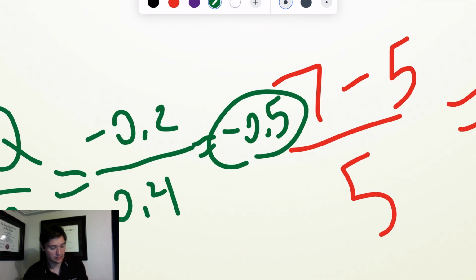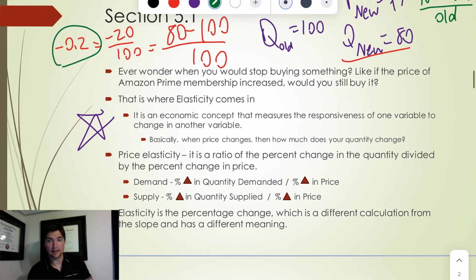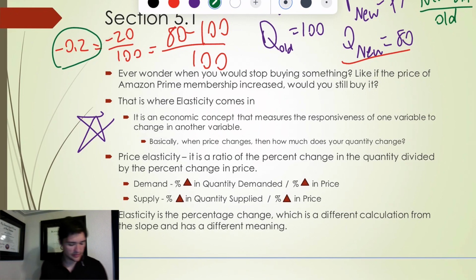What does that mean? I'll tell you in a second. But the main thing is we're looking at the new minus old divided by old. We do that for quantity, divide that by the same for price, and then we can get the elasticity. We'll do plenty of examples so you'll be able to see how this works. But that's how you calculate price elasticity. Let's look at some examples.